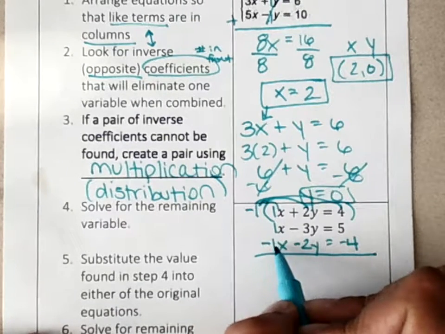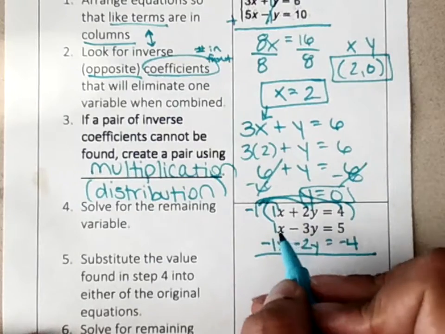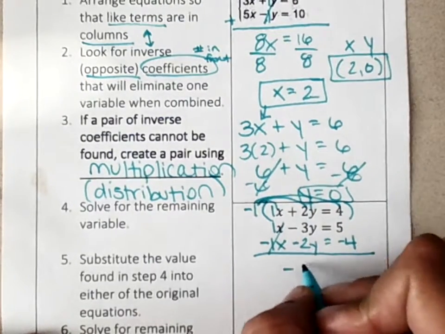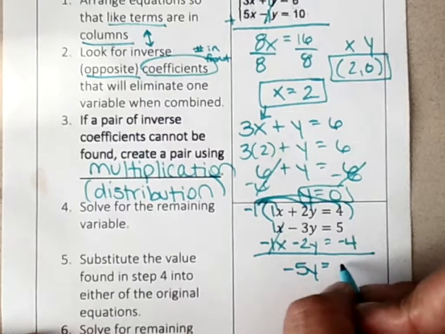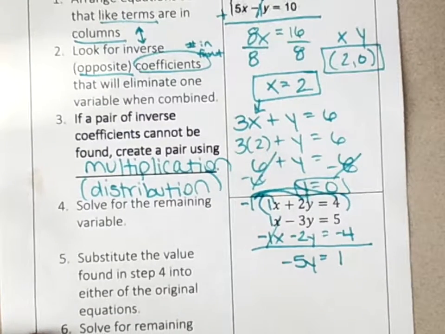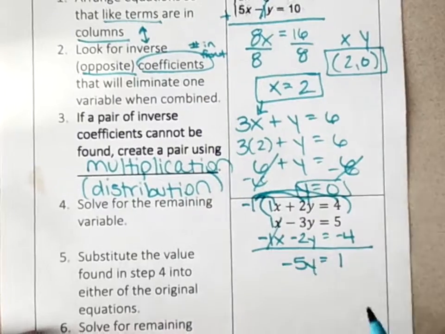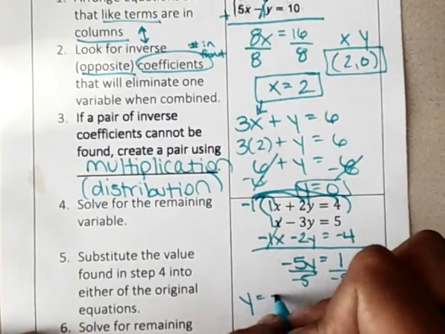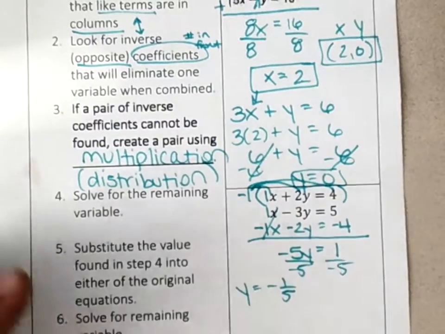Now my coefficients do cancel out. 1 take away 1 or x take away x is 0. Negative 3 take away 2 is negative 5y. 5 take away 4 is 1. I'm going to divide by negative 5, leaving me with y equals negative 1/5.